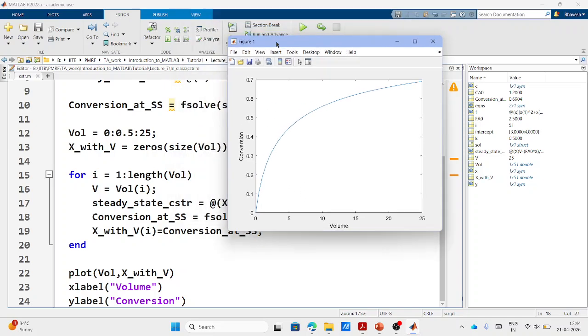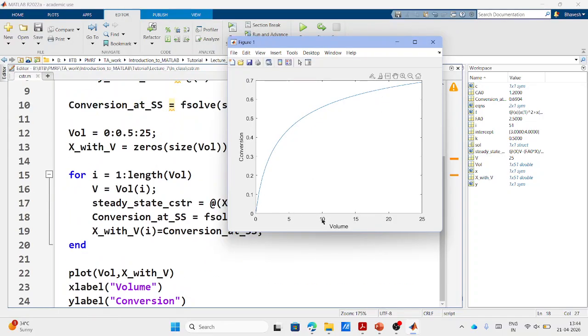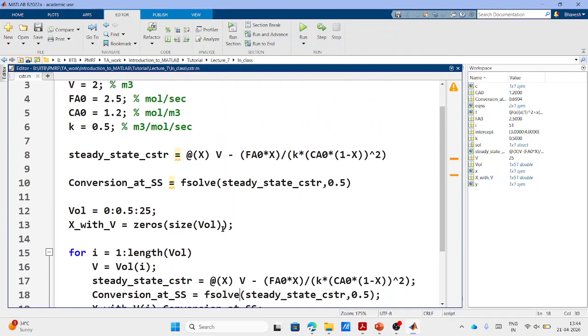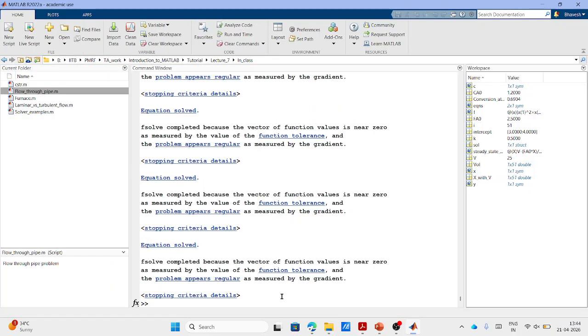Obviously it will depend. In this case, we had a second order reaction. In case of a first order reaction, you will get a different behavior, right? But with the change in the volume, you will get a change in the concentration or conversion, right? So that's one important factor: when you are updating any value of your function, you have to redefine that function again, right? So these were the two corrections.